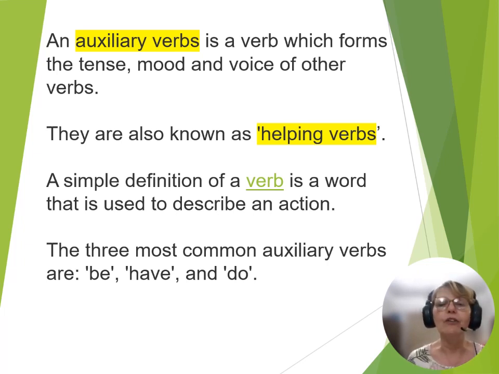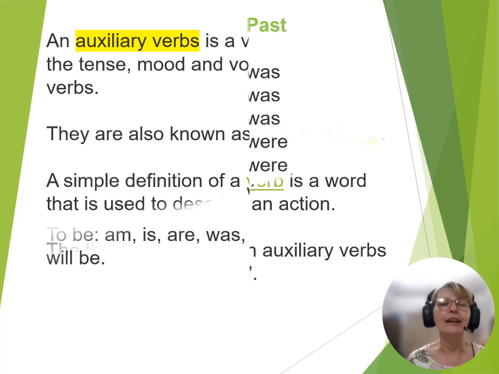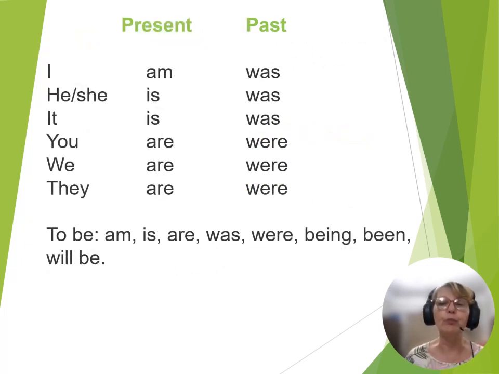There are three most common auxiliary verbs. That's your verb to be, the verb to have, and the verb to do. Now you're asking yourself, how on earth is that a verb? You have to use them with your pronouns to be able to have them make sense. So if you cannot change something from a proper noun or a common noun to a pronoun, you will have a problem with this. If you think of the verb to be in the present form, it's I am, he is, it is, you are, we are, and they are.